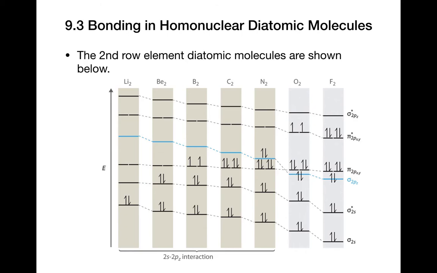So O2, very interesting example here. 2 electrons in a sigma 2s, which are canceled out by 2 electrons in a sigma 2s star. 6 electrons in the bonding sigma 2p and pi 2p's, and then 2 unpaired electrons in the pi star or pi antibonding orbitals. Those 2 unpaired electrons get paired up in F2, and then of course if we showed neon 2, it would fill up the sigma 2pz.